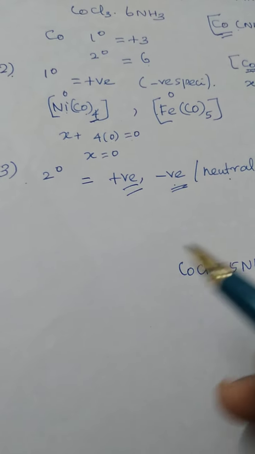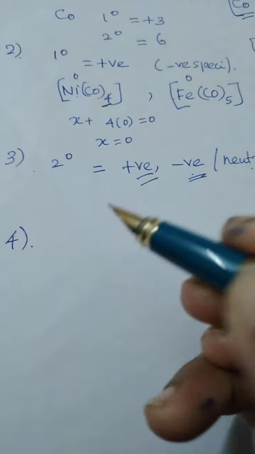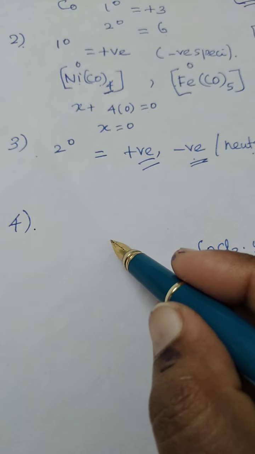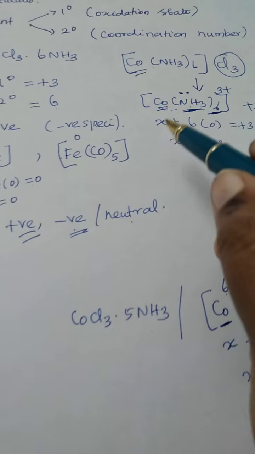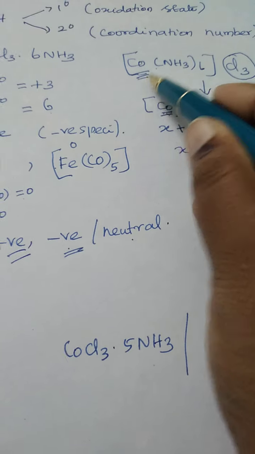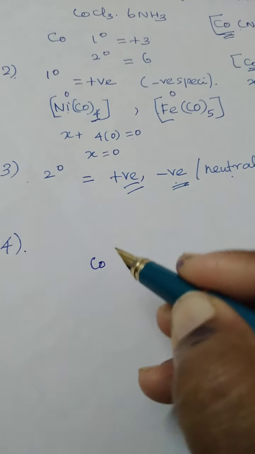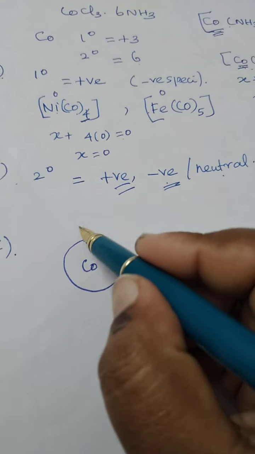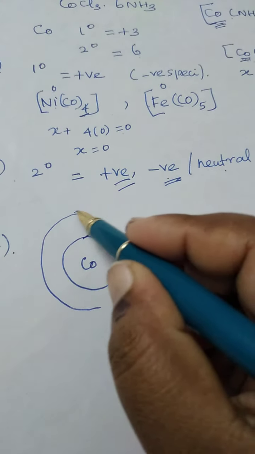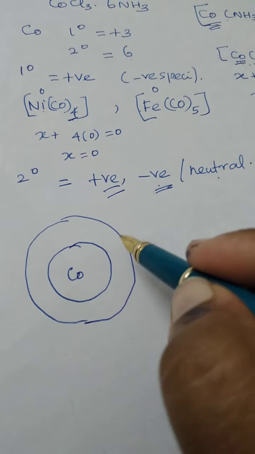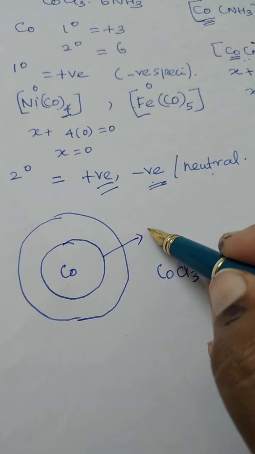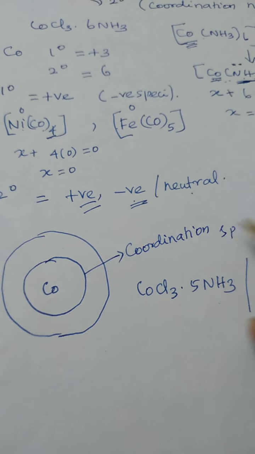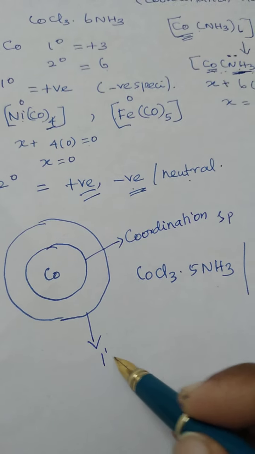Now let's see the fourth point. According to Werner, there are two spheres of attraction around the metal atom. In the complex, cobalt is the metal atom. So I'm just writing the cobalt, which will be surrounded by two spheres. The first sphere is called the inner sphere, and the second sphere is called the outer sphere. The inner sphere is the coordination sphere. The outer sphere is called the ionization sphere.